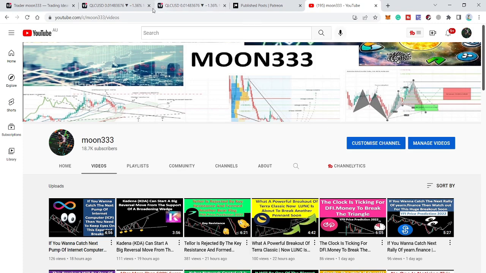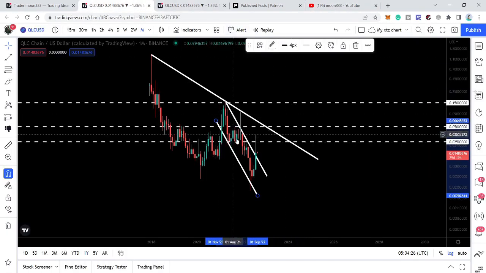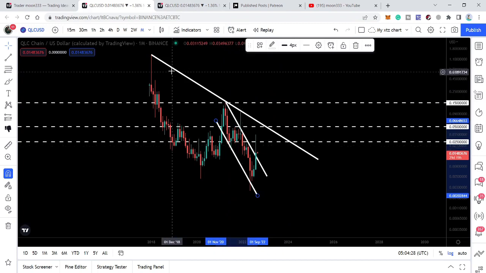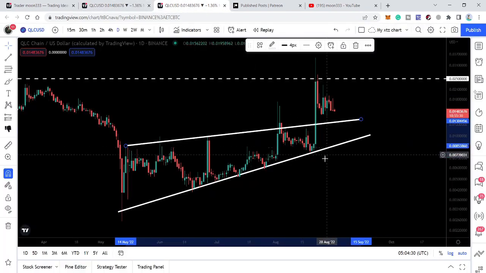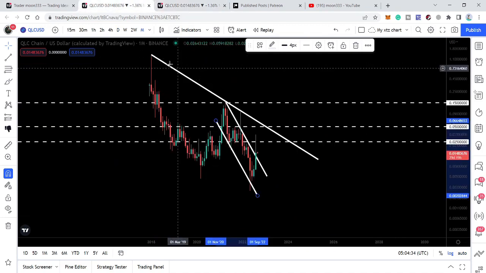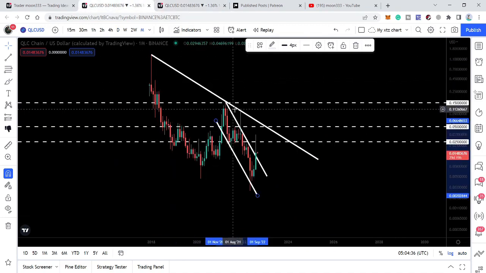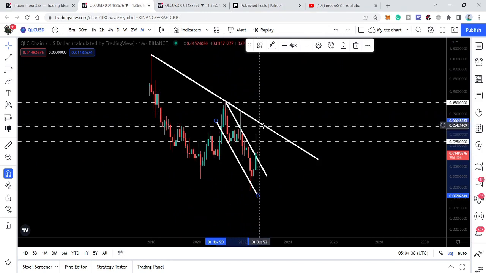In today's analysis, we will once again take a look at this breakout from this down channel, and I also want to show you this breakout once again from this rising wedge pattern as well. And we will also take a look at this upcoming resistance, a very big upcoming resistance of this down trend line.